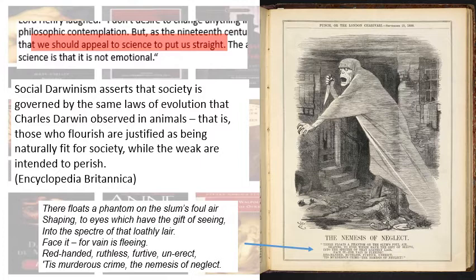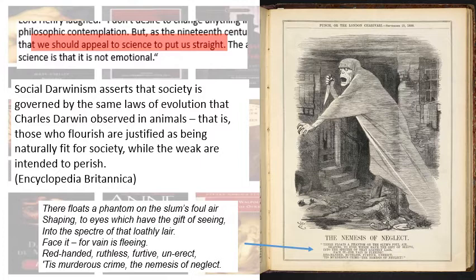The image that I've linked here is a picture called the Nemesis of Neglect. It appeared in a Punch cartoon, a little comic magazine, news for people, in the 1890s, around about the same time that Jack the Ripper was doing his business around the East End of London. And the text beneath it reads: There floats a phantom on the slum's foul air, shaping to eyes which have the gift of seeing into the spectre of that loathly lair. Face it, for vain is fleeing, red-handed, ruthless, furtive, unerect, 'tis murderous crime, the nemesis of neglect.